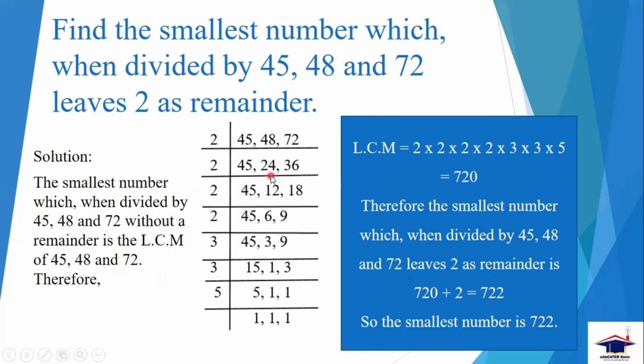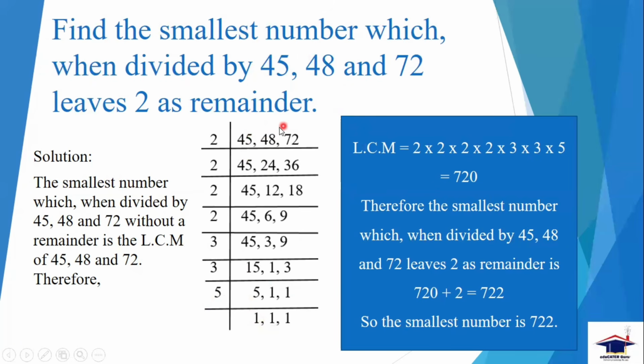720. So how you got it: for 45, 48, 72 you'll write using the division method. 2 24s are 48, 2 36s are 72. Then 2 12s are 24, 2 18s are 36. 2 6s are 12, 2 9s are 18. Then 2 3s are 6. Then 3 15s are 45, 3 1s are 3, 3 3s are 3. 3 5s are 15 and 3 1s are 3. 5 1s are 5. So this is how you find the LCM.